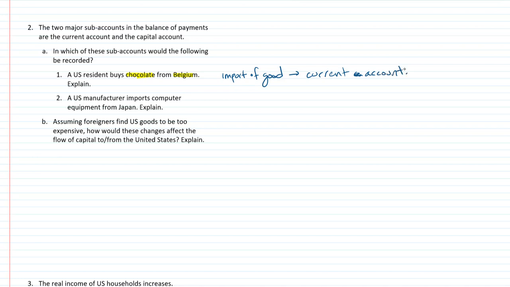And just for good measure, we can say that that is going to be a debit on the current account, or the current account will go into a deficit. Second one, slightly more tricky.